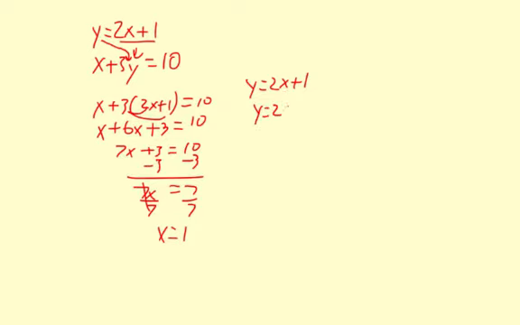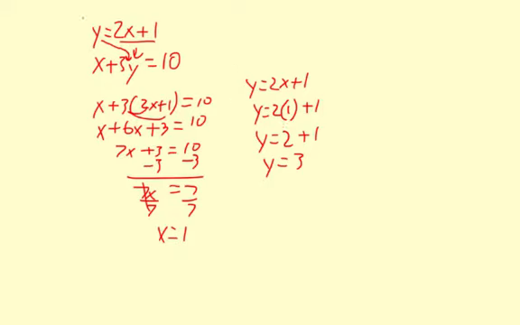y equals 2 times 1 plus 1. So y equals 2 times 1 is 2, plus 1. y equals 2 plus 1, which is 3. So x equals 1, y equals 3. That is my solution, at least I think.